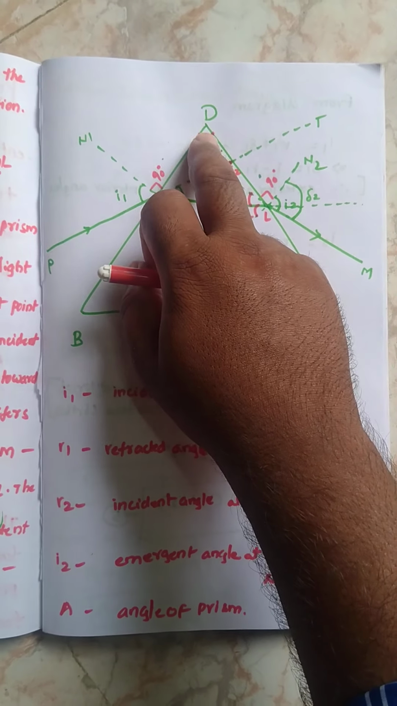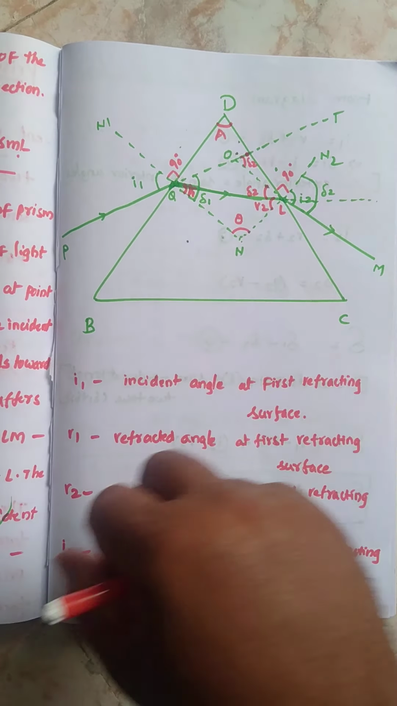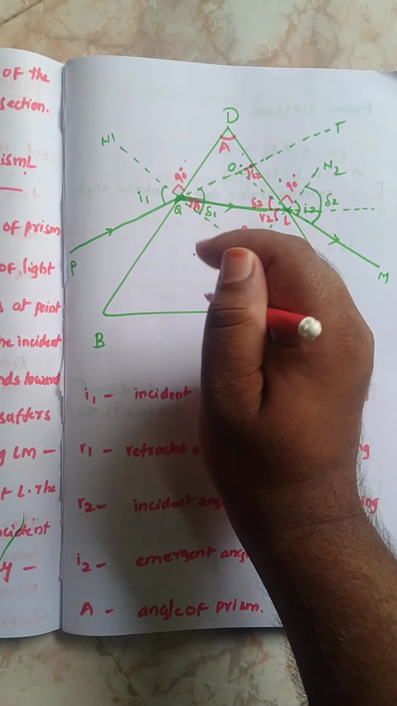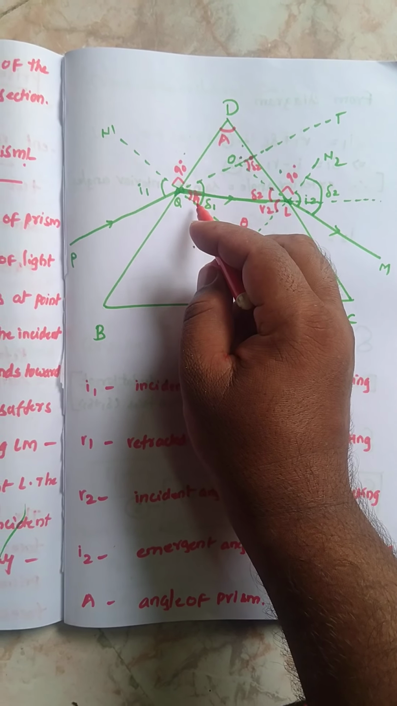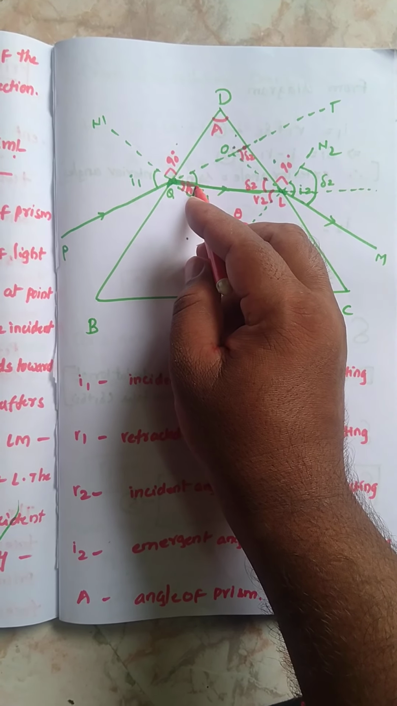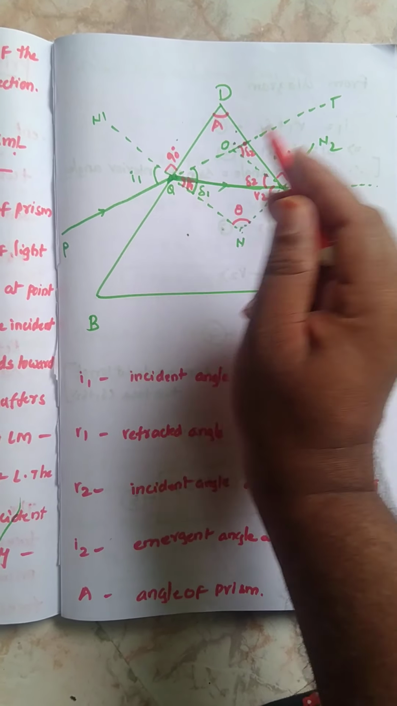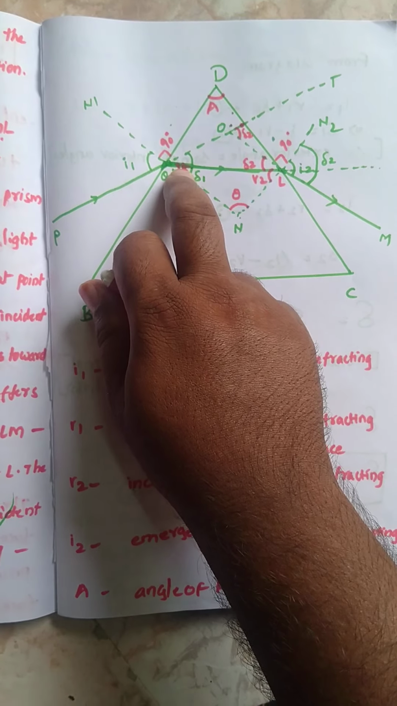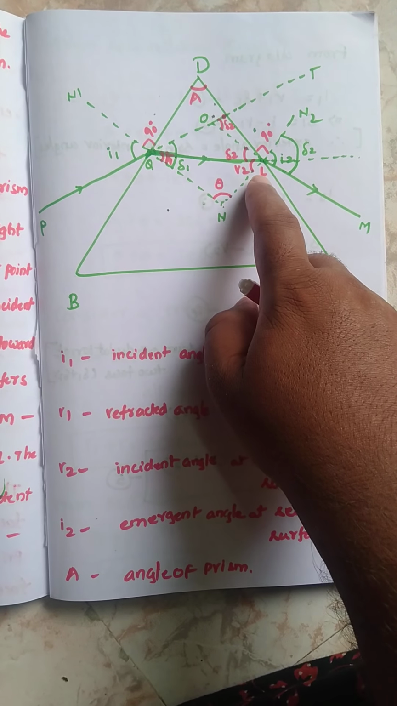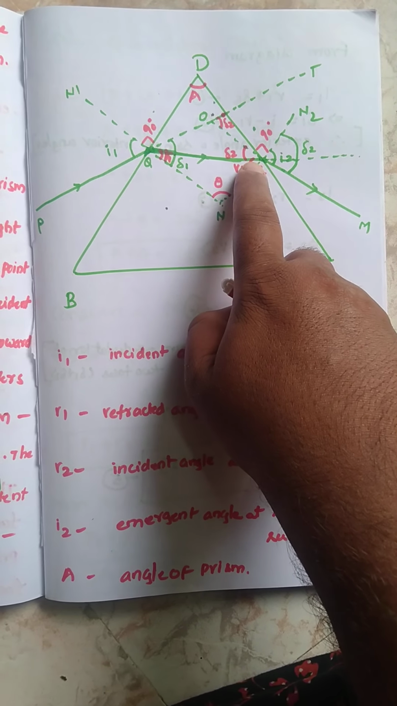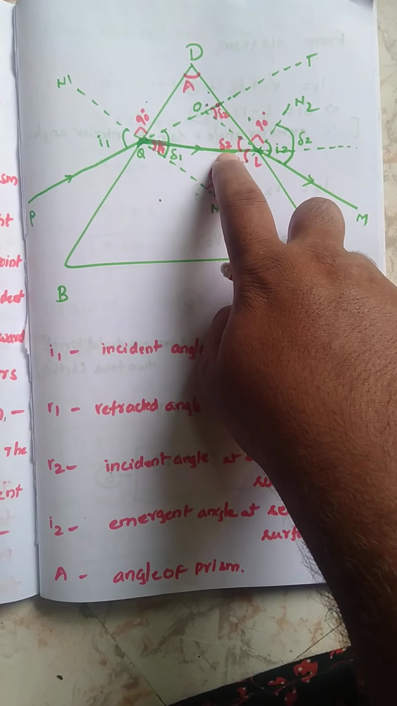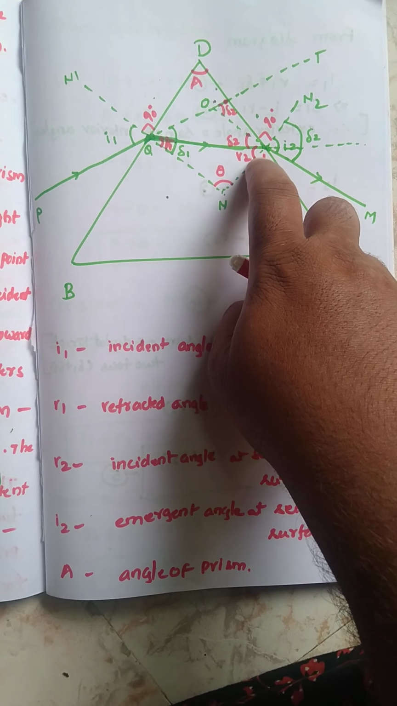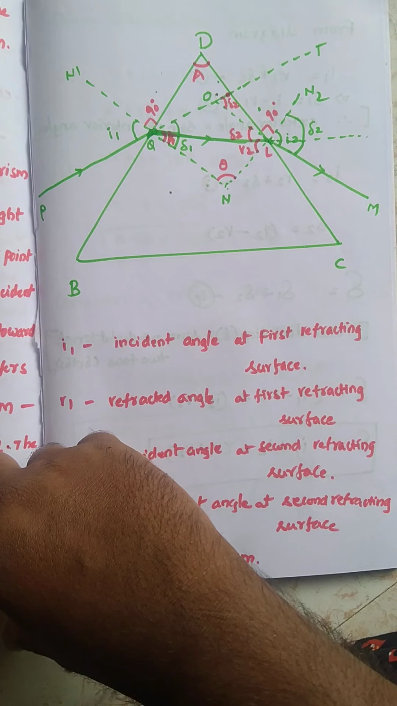And see, for example, already told, we consider A as the angle of prism. So here it is R1. R1 is nothing but the angle made by the first refracted ray and the normal, known as the angle of refraction. The ray is actually the refracted ray, but for the second face it is known as the incident light ray. So the angle made by the refracted ray with the normal is known as the angle of refraction.